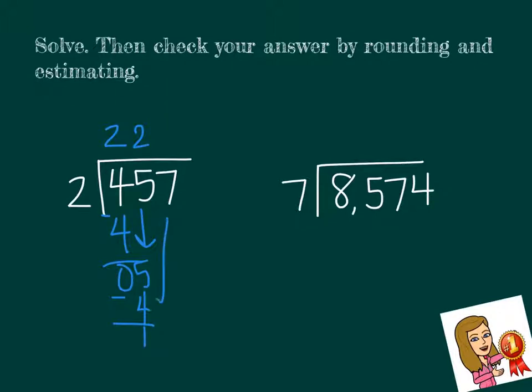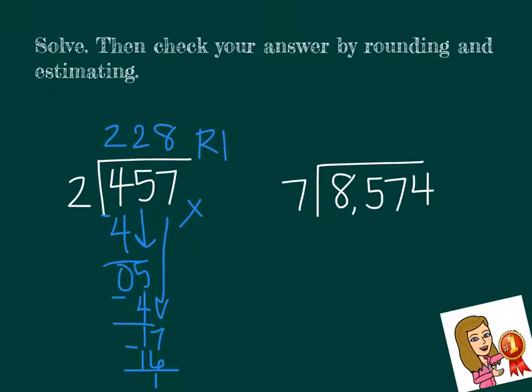Bring down the next number to make 17. Does 2 go into 17? Well, if you think 2 times 8 gets me the closest, now you do 2 times 8 gives me 16. Subtract. 17 minus 16 is 1. No numbers to bring down. So that 1 becomes my remainder.